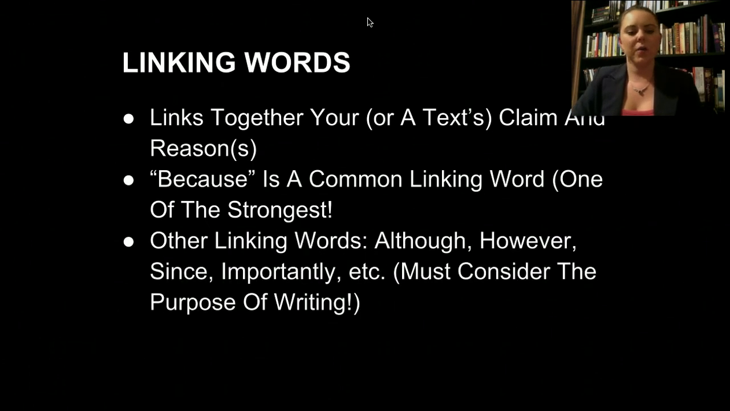Okay, there are other popular linking words. This is only a list of very, very few: although, however, since, or importantly. All of these linking words will change the purpose of your writing. So if you're stating what one person believes versus another, you're comparing and contrasting, you'd use a different linking word than because. Or for although, you're going to disagree with what one person's claim is, those sorts of things.